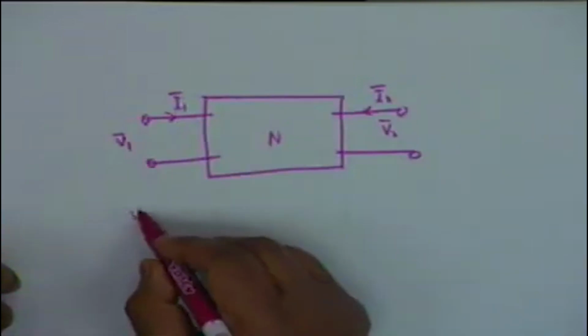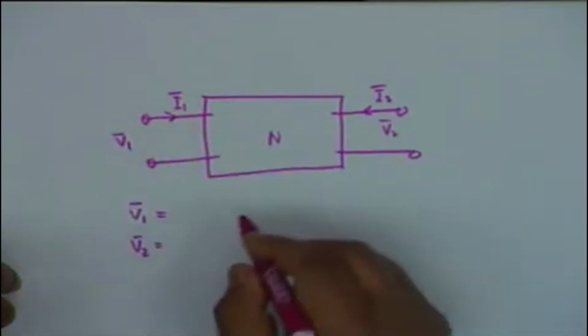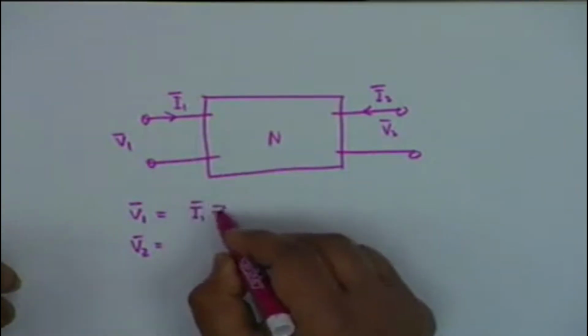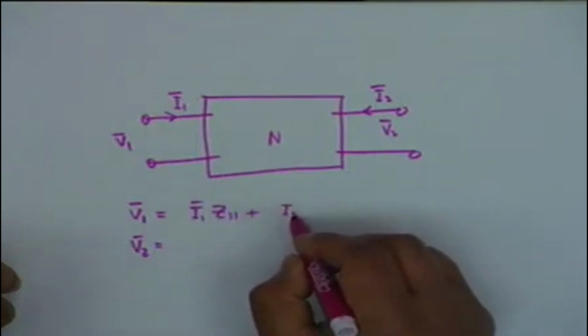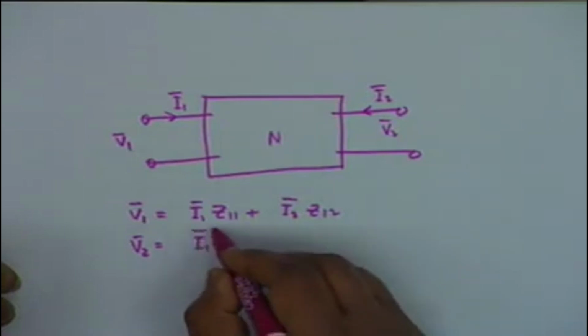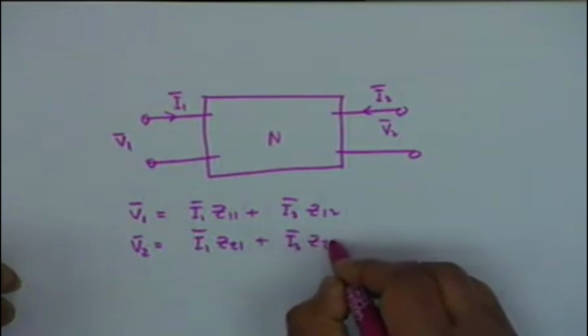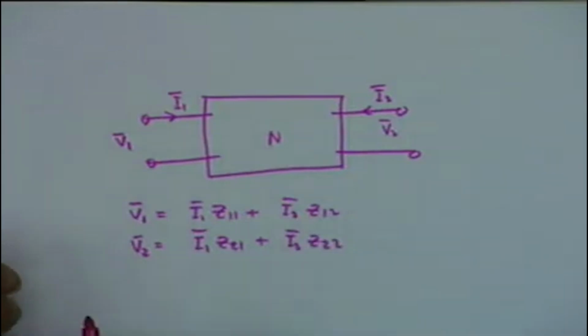Two of them, which are most popularly used, are the currents as the independent variables and the voltages as dependent variables, and we have V1 = I1 Z11 plus I2 Z12 and V2 = I1 Z21 plus I2 Z22. In order not to write these bars again and again, we will omit the bars. It will be understood in the context that these are phasors.